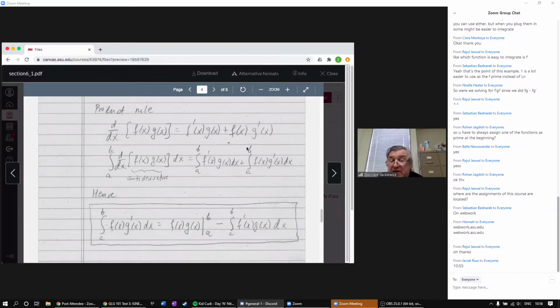And then if you solve this equation for f g prime, we are getting integration by parts for definite integrals. Integral from a to b f of x g prime of x dx is f of x g of x from a to b minus the other way around, f prime g. Of course, you can solve for this and you get another variant. F prime g will be this minus f g prime. I just wrote only one here.